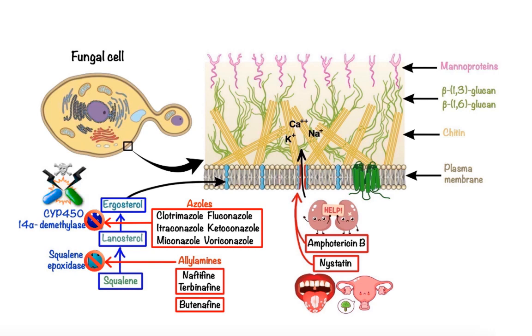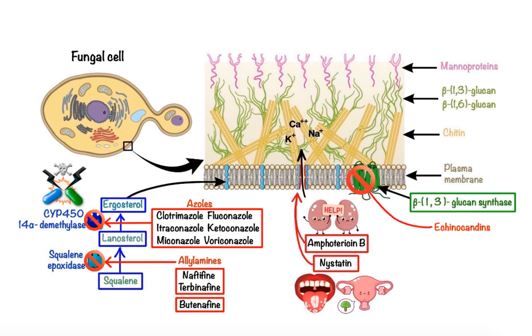Now, in addition to ergosterol, another unique component of the fungal cell wall, which also serves as an attractive pharmacological target for antifungal drugs, is beta-glucan. Specifically, some antifungal drugs have been designed to target an enzyme located in the fungal plasma membrane that is responsible for the production of beta-1,3 glucans, called beta-1,3 glucan synthase. The class of compounds known as echinocandins inhibits beta-glucan synthase, which leads to a decrease of beta-glucans in the cell wall, thereby causing osmotic instability and ultimately cell lysis.